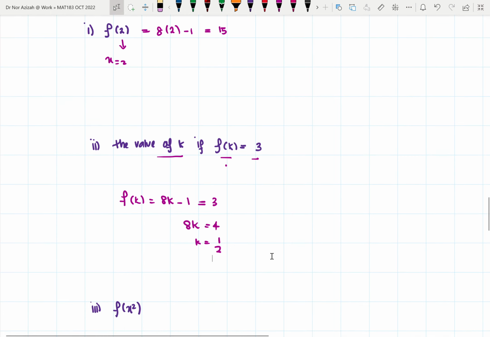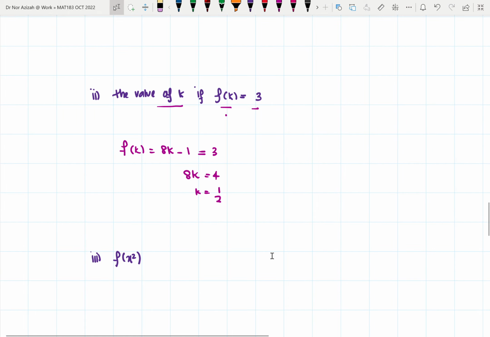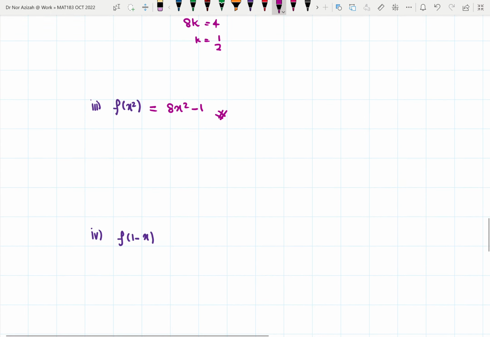Next, f of x squared: replace x by x squared, so 8x squared minus 1. This is the answer. Next, when x equals 1 minus x, just replace x by 1 minus x, so 8 times 1 minus x, minus 1. Simplify 8 minus 8x minus 1, and then you will get 7 minus 8x.